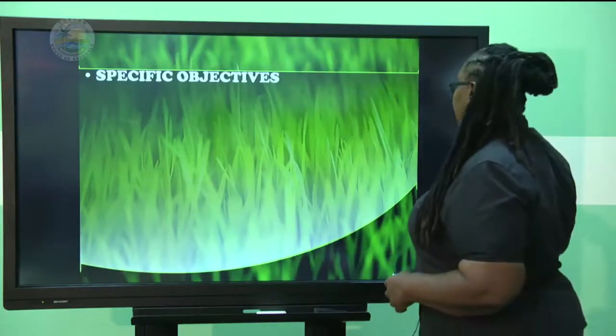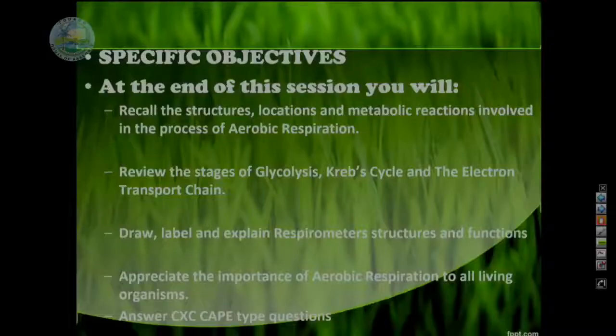So our specific objectives: at the end of this lesson, you will be able to recall the structures, the locations, and the metabolic reactions involved in the process of aerobic respiration. We would also hope that you will review the stages of glycolysis, the Krebs cycle, and may I say, we are also going to take a short view at the link reaction between glycolysis and the Krebs cycle, and the electron transport chain.